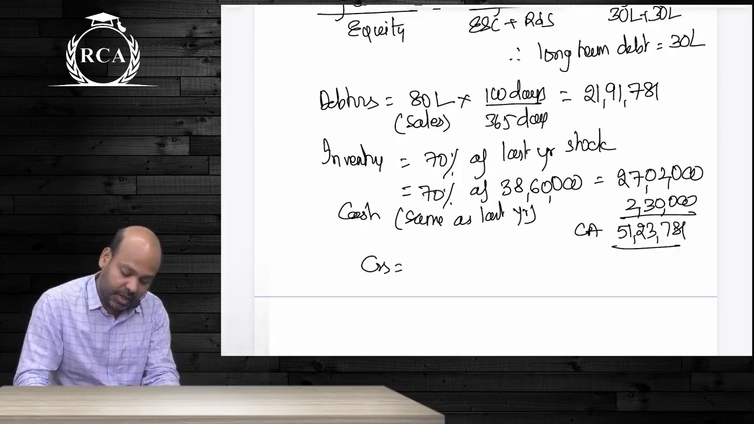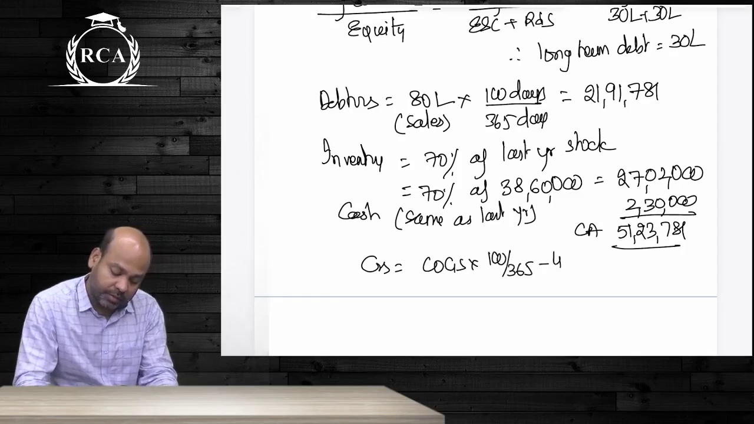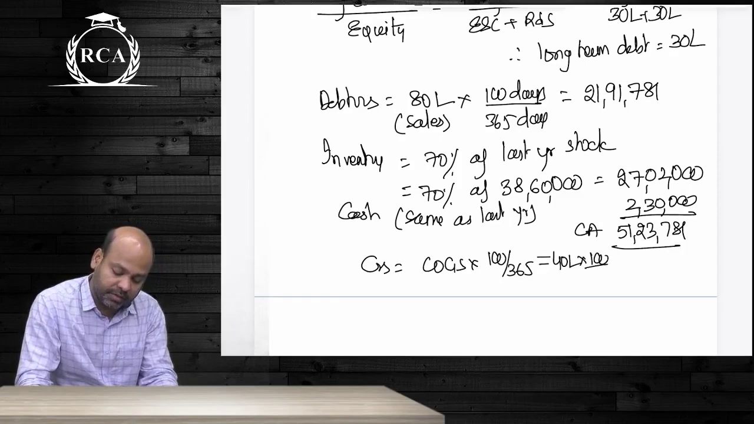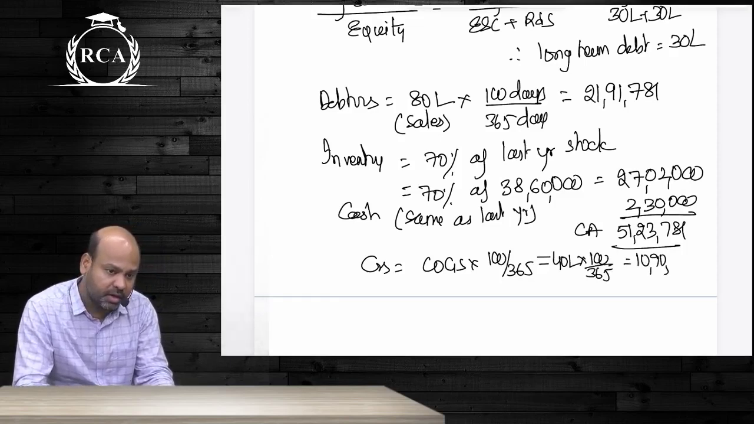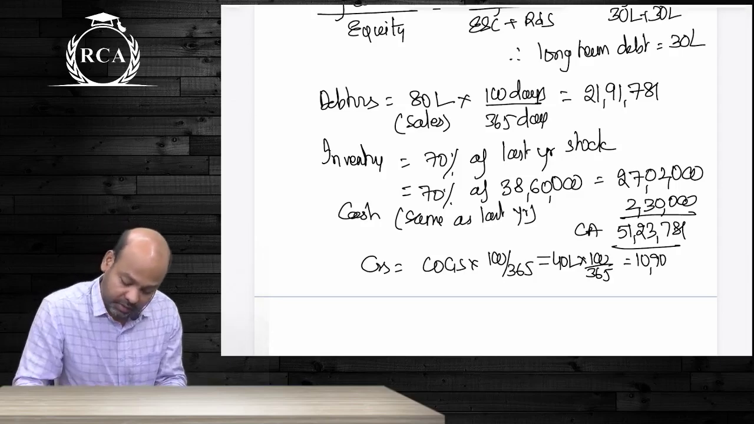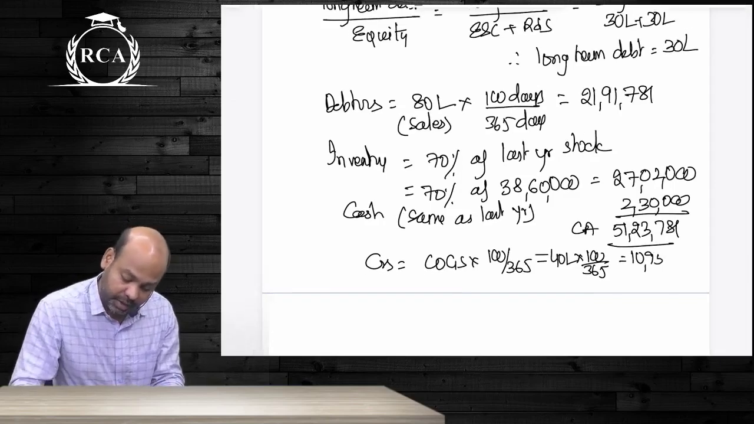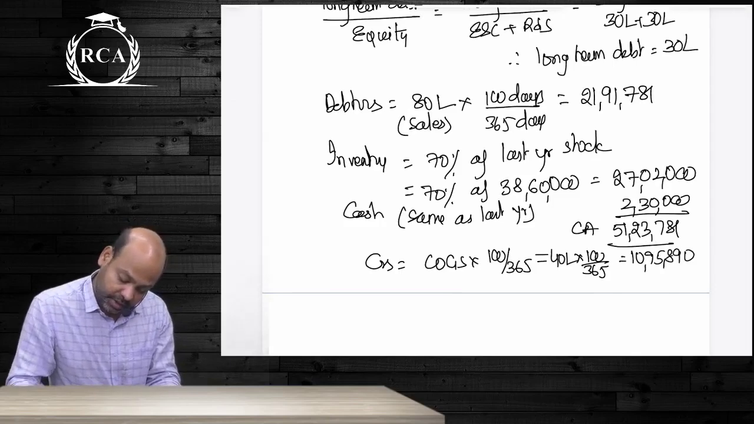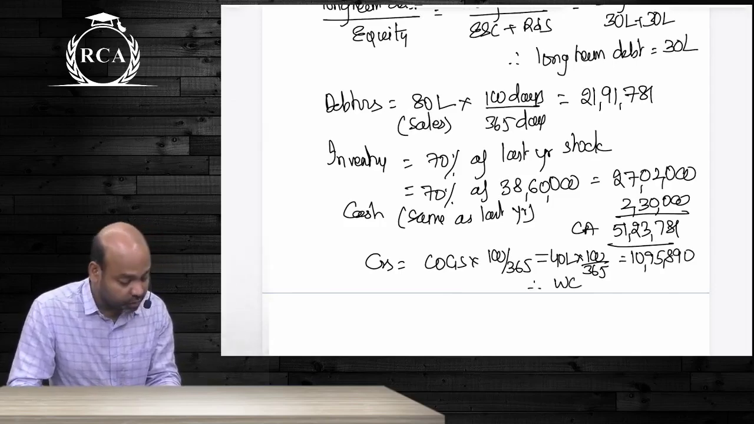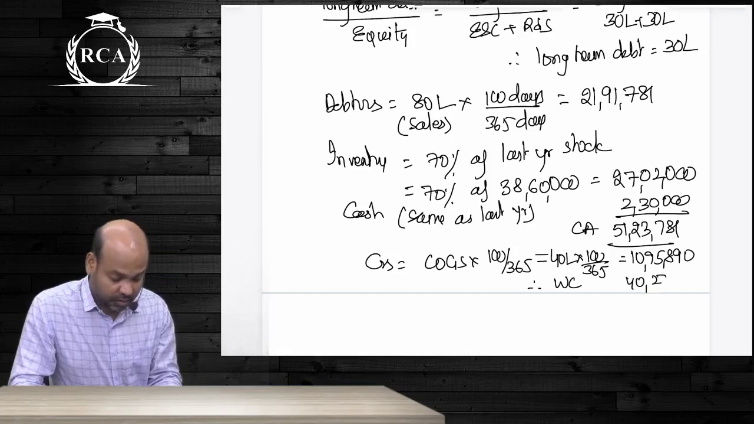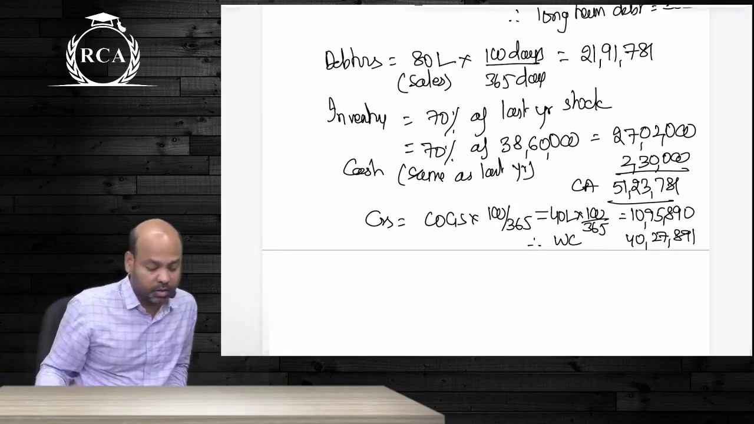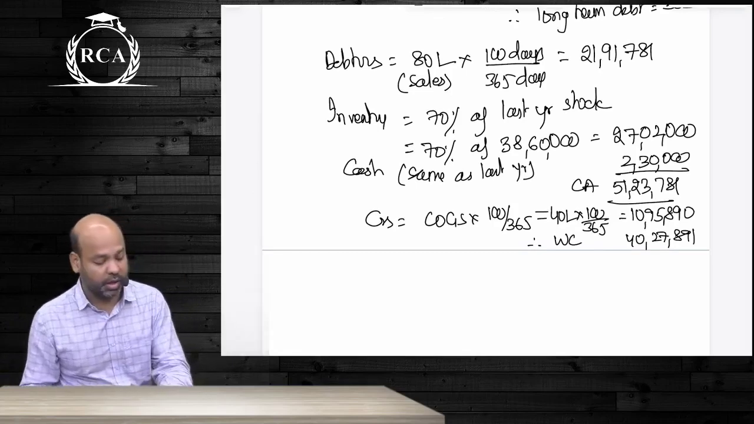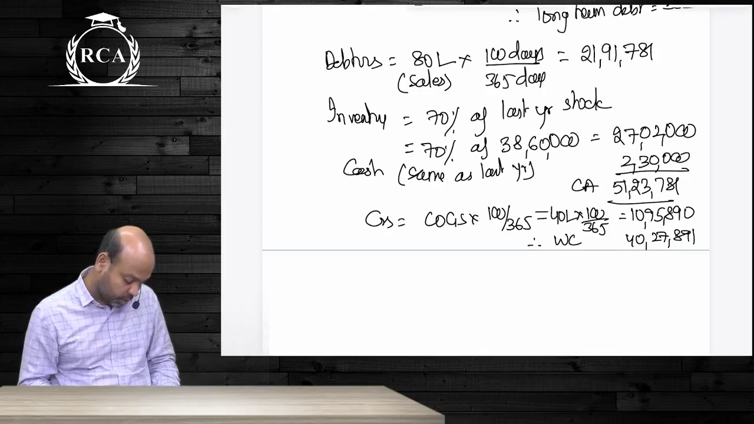Credit hours guys will be equal to COGS into 100 by 365. COGS कितना बड़ा है साल का? 40 lakhs into 100 by 365. अरे एक जाए 10,90,000, 95,800, 890. Therefore working capital beta is equal to 890. 40 lakhs 27,891 guys will be the amount of working capital.